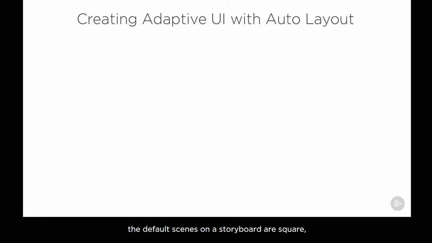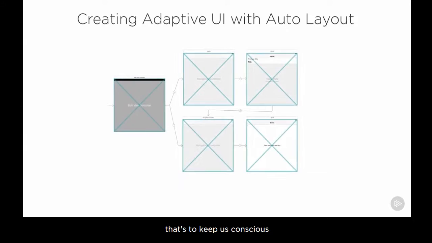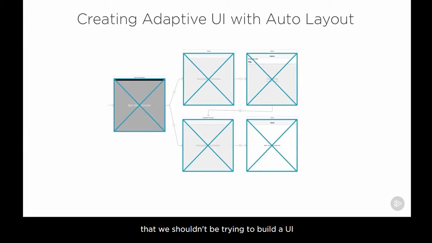Now, if you've ever wondered why the default scenes on a storyboard are square, well, it's to keep us conscious that we shouldn't be trying to build a UI just for one particular device or orientation, but make one that will look good everywhere. But Simon, I hear you say, this square layout doesn't seem to help very much because it seems to look bad everywhere. Well, true, until we start doing auto layout, it will look bad, and that's actually okay.